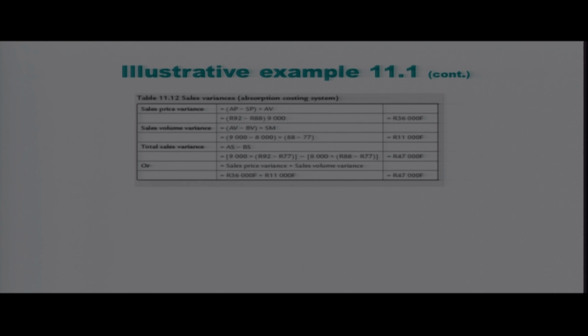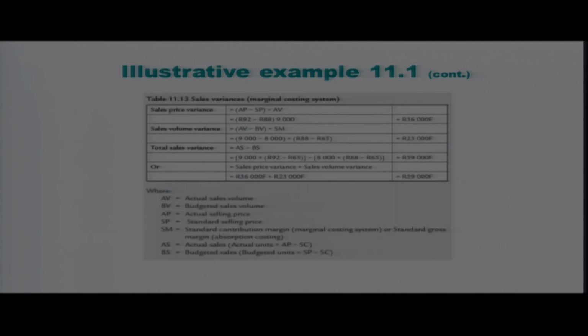It is favorable because we have received more than what we had budgeted for. So remember, the sales is an income, so the variance of an income is the opposite of the variance of the cost. The very same variances, the sales price, sales volume, the sales variance, but now looking into a marginal costing system. Remember, in the marginal costing system, we'll say selling price minus our variable manufacturing cost. So for the sales price variance, we'll say actual price minus the standard price multiplied by the actual volume.